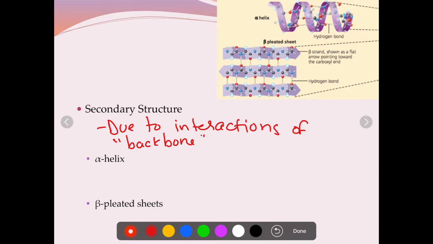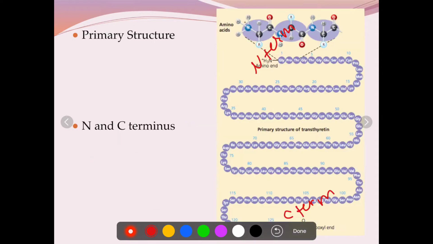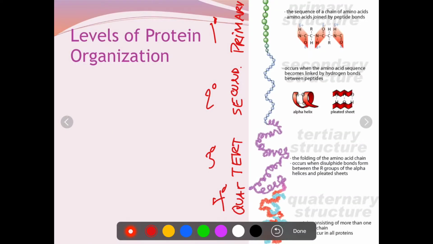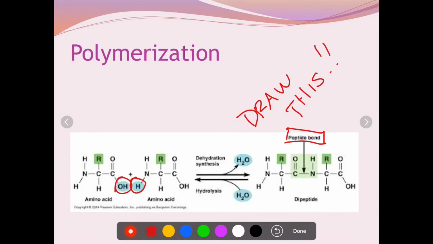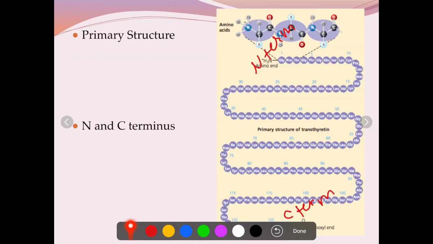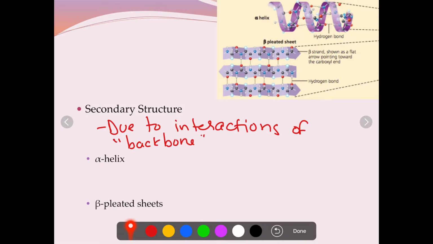Right? So if I go back a couple of slides, remember that I said we're going to have this NCC form over and over and over again. We've also got an oxygen here. We know that's going to be electronegative. We've also got a nitrogen here that's going to be slightly electropositive. So what can happen is the backbone itself can start to interact with each other.